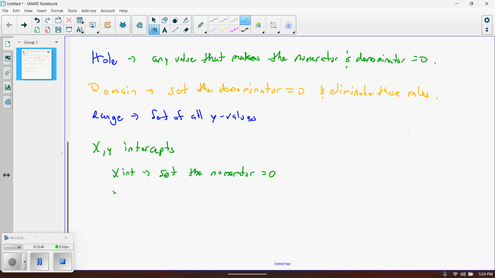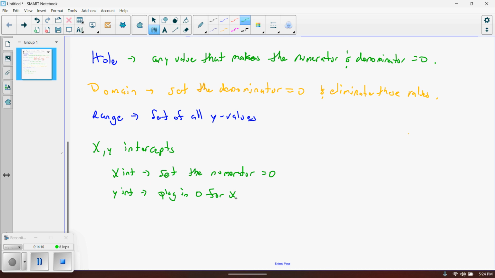The y-intercept is probably the easiest of all of them. The y-intercept is simply plugging in 0 for x. And because these are going to be functions, you will only ever have one y-intercept, whereas obviously you could have multiple x-intercepts in a function. Can't have more than one y-intercept because then it would fail the vertical line test.